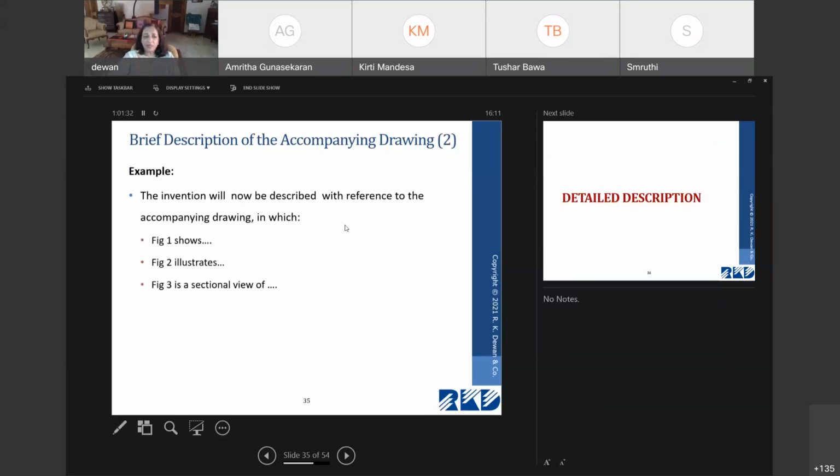So these are the examples. In the brief description, you need to say that figure 1 shows, let's say, a graph which shows the relationship between the temperature and density, or it illustrates such and such advantage, or it is a sectional view, or it is a top view. It is important to define whether it is a vertical section or a cross section, so that the person looking at the drawing is able to understand what type of drawing it is. This is really what comes in the brief description.